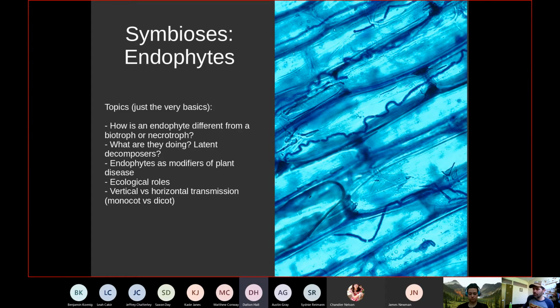Okay, so we're talking about endophytes. Now we're moving into the section of mycology where we talk about symbioses. So we'll look at endophytes and mycorrhizae and lichens, that kind of thing. We spent a bit of time talking about fungi as the enemy. So to wrap that up, kind of shifting gears now, talking about fungi as friends. All right. What is an endophyte?